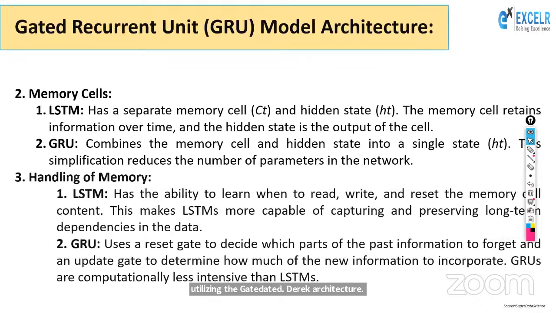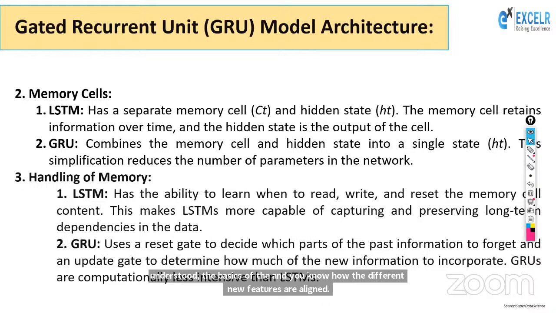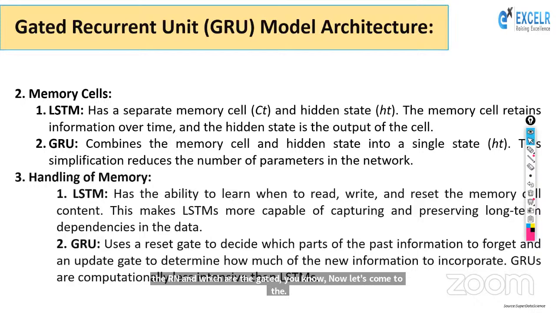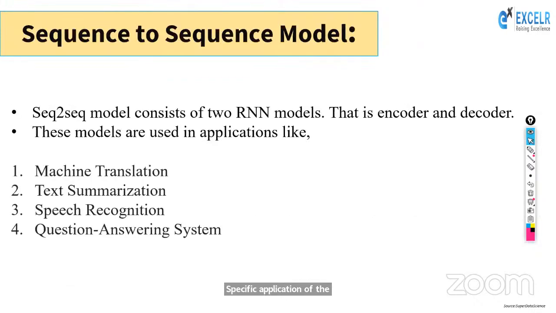Okay, so up to this point, guys, we have understood the basics of the neural network and how the different neural network architectures are aligned, like ANN, CNN, RNN, and the modified forms of the RNN, which are the gated neural network architectures. Now let's come to the specific application of generative AI. One of the models generative AI uses is something we call sequence to sequence models.